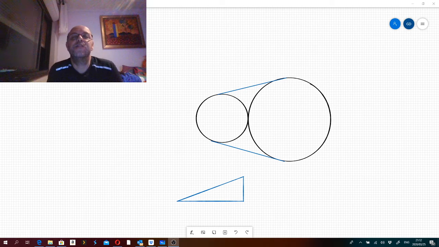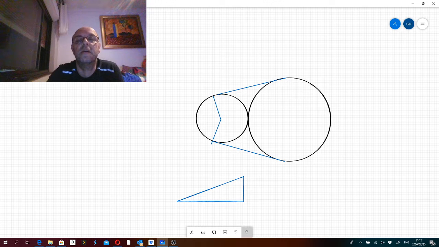Good day, AS students. This is exercise 10D, number 9, and they give us these two discs which are touching, one with a radius of 4 and the other with a radius of 9, and they ask us to go and find firstly the angle. So let's just put in these radii here.